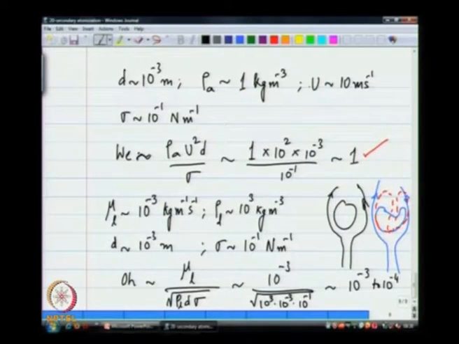What this shows is that the role of viscosity in damping out oscillations is very small, because the Ohnesorge number is on the order of 10^-3 to 10^-4. What it means is, if the drop were to go into oscillations, those oscillations would be sustained for a fairly long period of time. So, imagine a real raindrop falling.